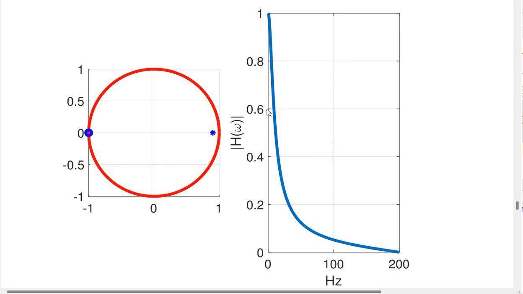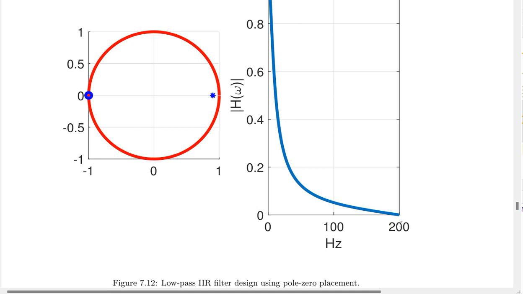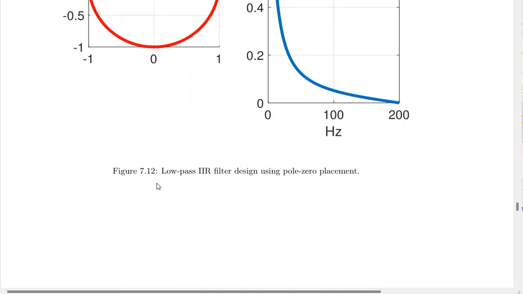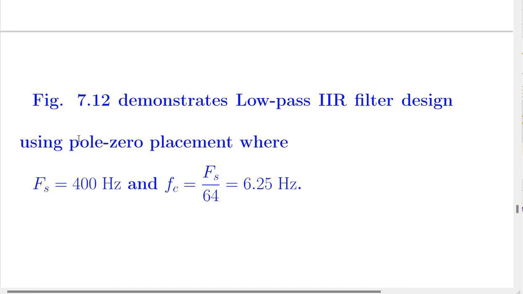Here you see the frequency response. Low pass filter having permission to lower frequencies to pass, but no permission for higher frequency. Here, the Fs or sampling frequency is equal to 400. You are showing half of it, the maximum allowable frequency. Okay. We just explained the figure. It demonstrates low-pass IIR filter design using pole zero placement where sampling frequency is equal to 400 Hz and cutoff frequency is about 6.25 Hz. Okay?